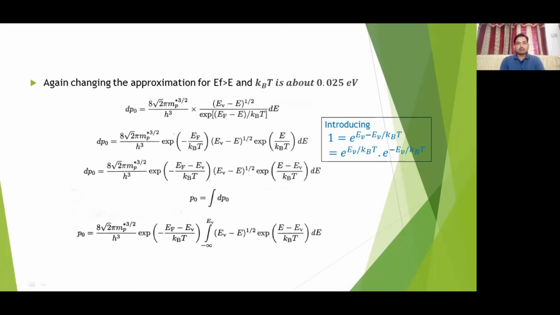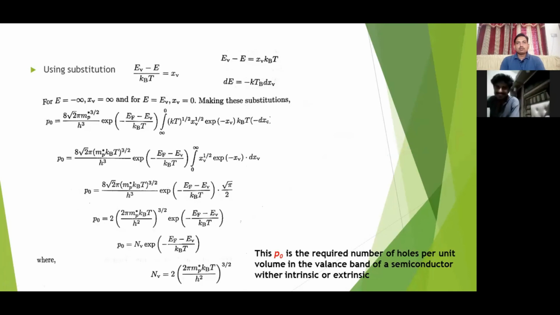These constants are outside the integral, so the integral is from minus infinity to EV of the square root of EV minus E times the exponential of this. The process is quite simple. The same substitution will occur: XV is equal to EV minus E over KBT, and EV minus E is equal to this, and dE can be written like this. It's very simple mathematics.